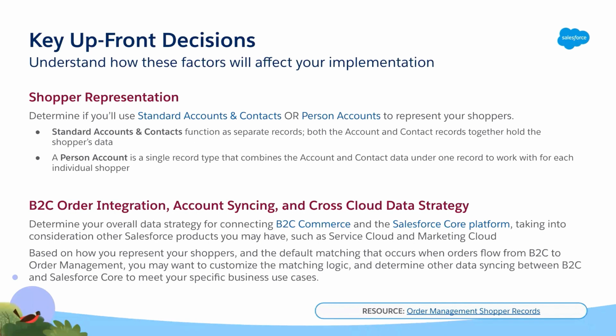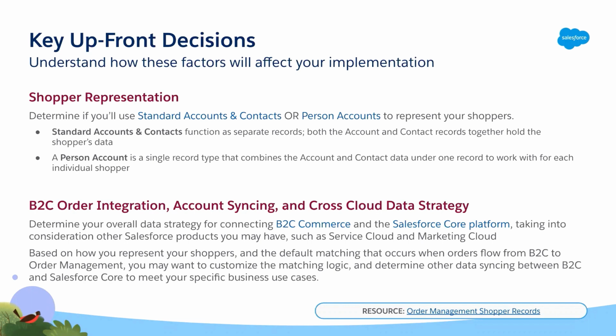A person account is the other option. This is a single record type that combines the account and contact data under one record that represents the individual shopper. So for shopper representation, you'll need to decide if you're going to use standard accounts and contacts or use person accounts to represent your shoppers.